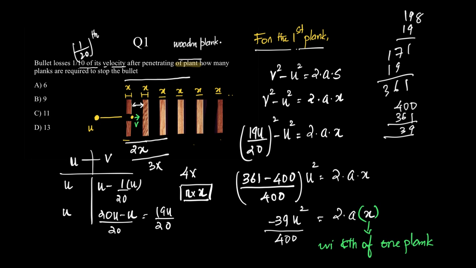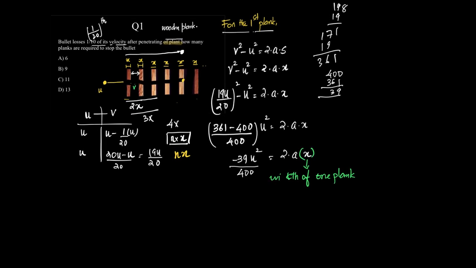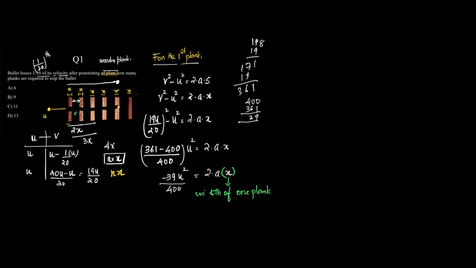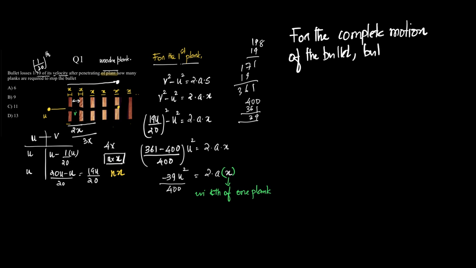So at some point the bullet was traveling like this, and after this plank the bullet stopped. So the bullet stopped here, which means the total displacement traveled here is 1, 2, 3, 4, 5, 5x. Similarly, we don't know how many planks it travels to finally come to rest, therefore we take that as nx. Now what we'll do is analyze the complete motion. For the complete motion of the bullet, the bullet is at rest finally, therefore v should be equal to 0.